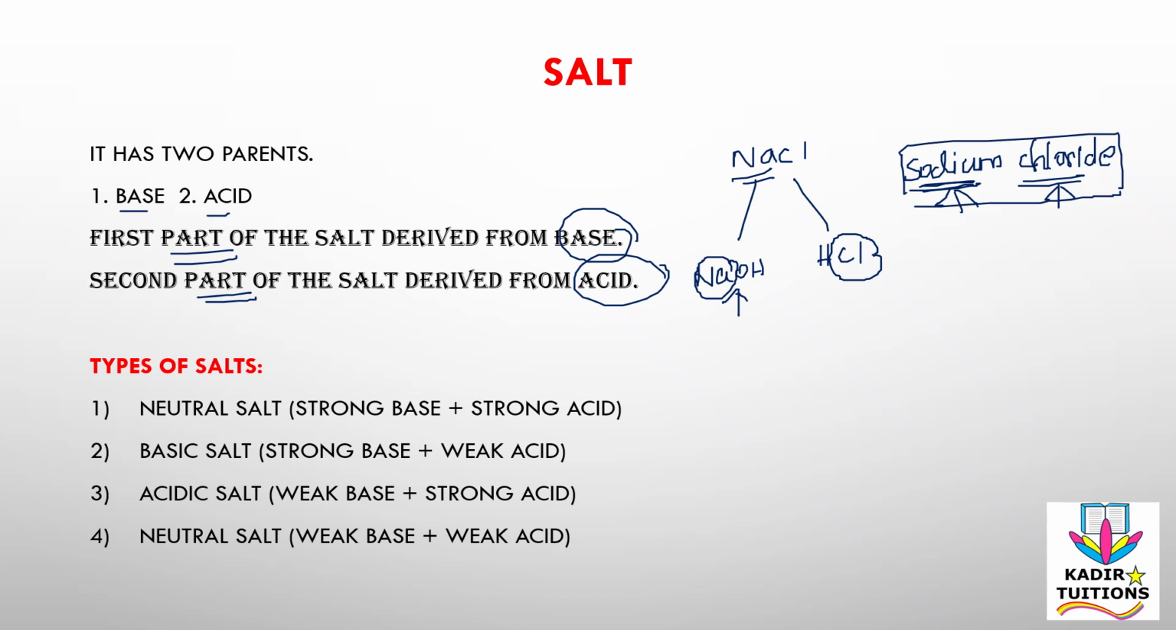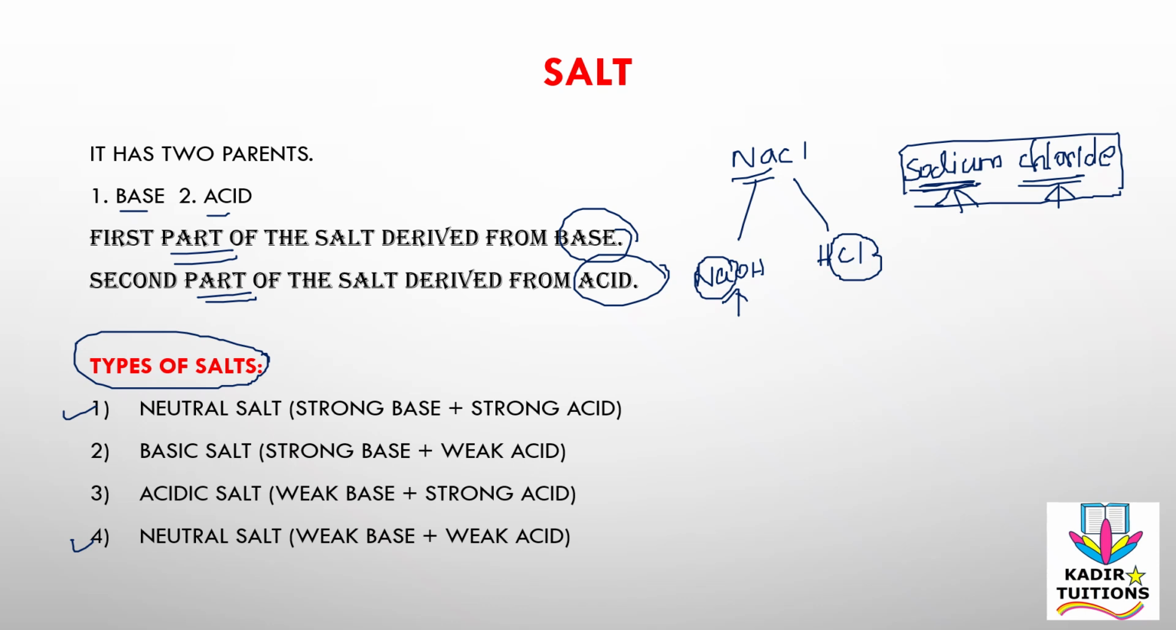Now we are going to see a very important concept, which is types of salt. Salts are of three types: one is neutral, another is basic salt, and the third is acidic salt. Here I have mentioned two neutral salts. Why is it so? We know how the salt has been derived.